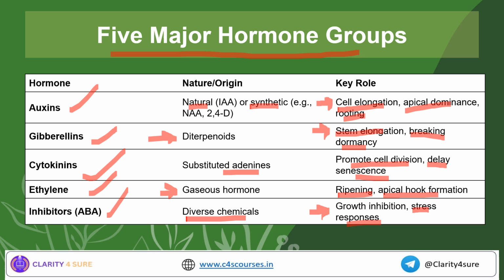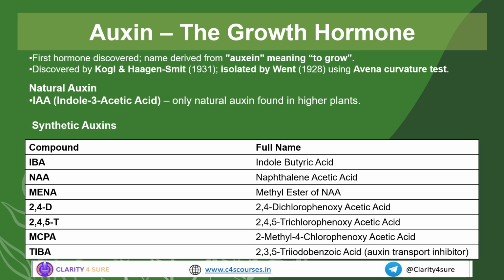Okay, so inhibitors का ऐसे use किया जाता है. So ये है. Next is let's discuss about the auxin, the growth hormone.